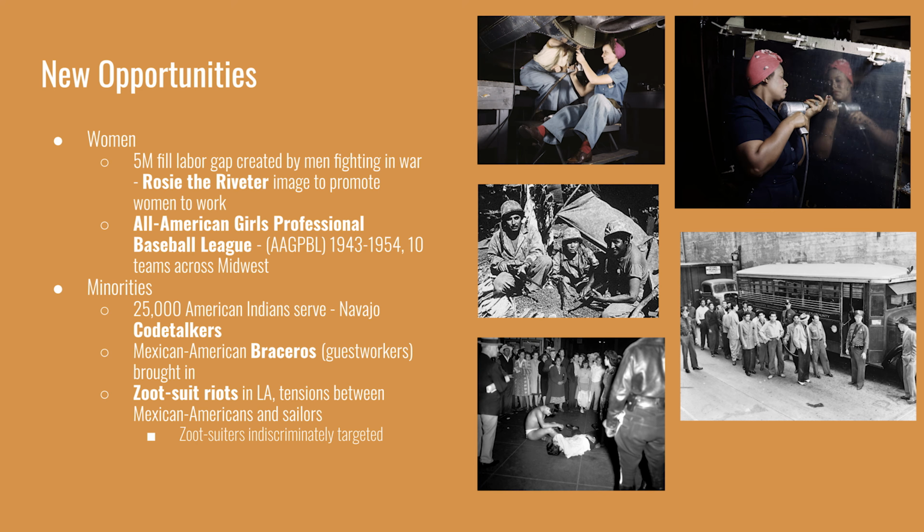Other minority groups also had new opportunities. American Indians served in the military and pioneered using Native American languages as a source of code to communicate on radio channels that could be intercepted by the enemy. Different Native American languages were used, but a lot of it was from the Navajo language. It was never deciphered by either Japanese or German spies.